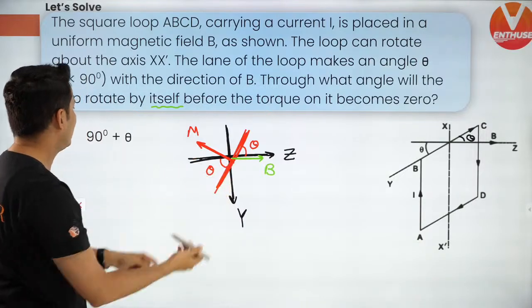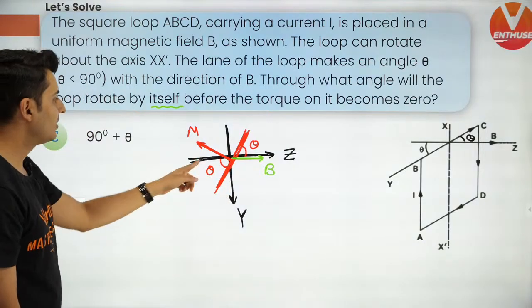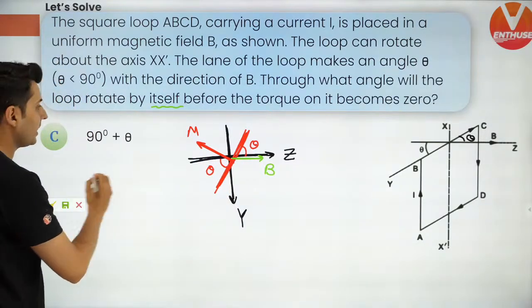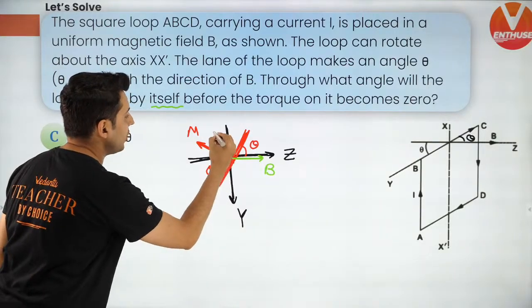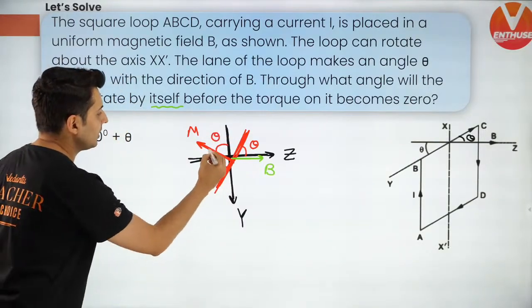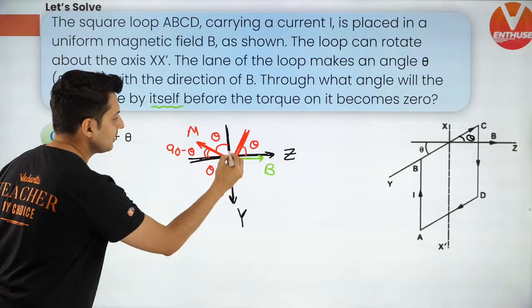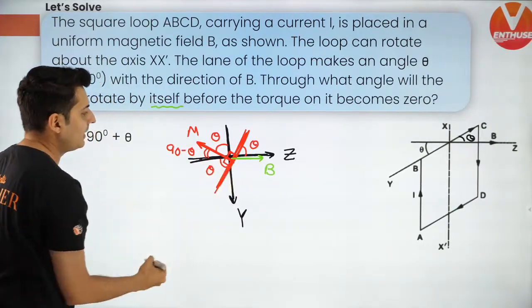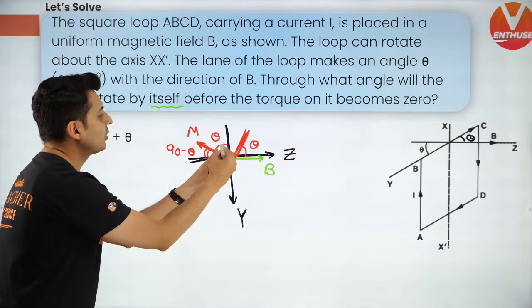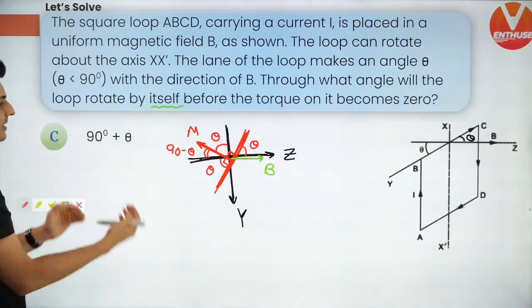So guys, can you just think about it? How much will it rotate? Because if this is theta, this is also theta. Do not forget, because this is 90 minus theta. Remember, this was perpendicular. This was also perpendicular. So how much should it rotate? Theta plus 90. Hence, that's the answer.